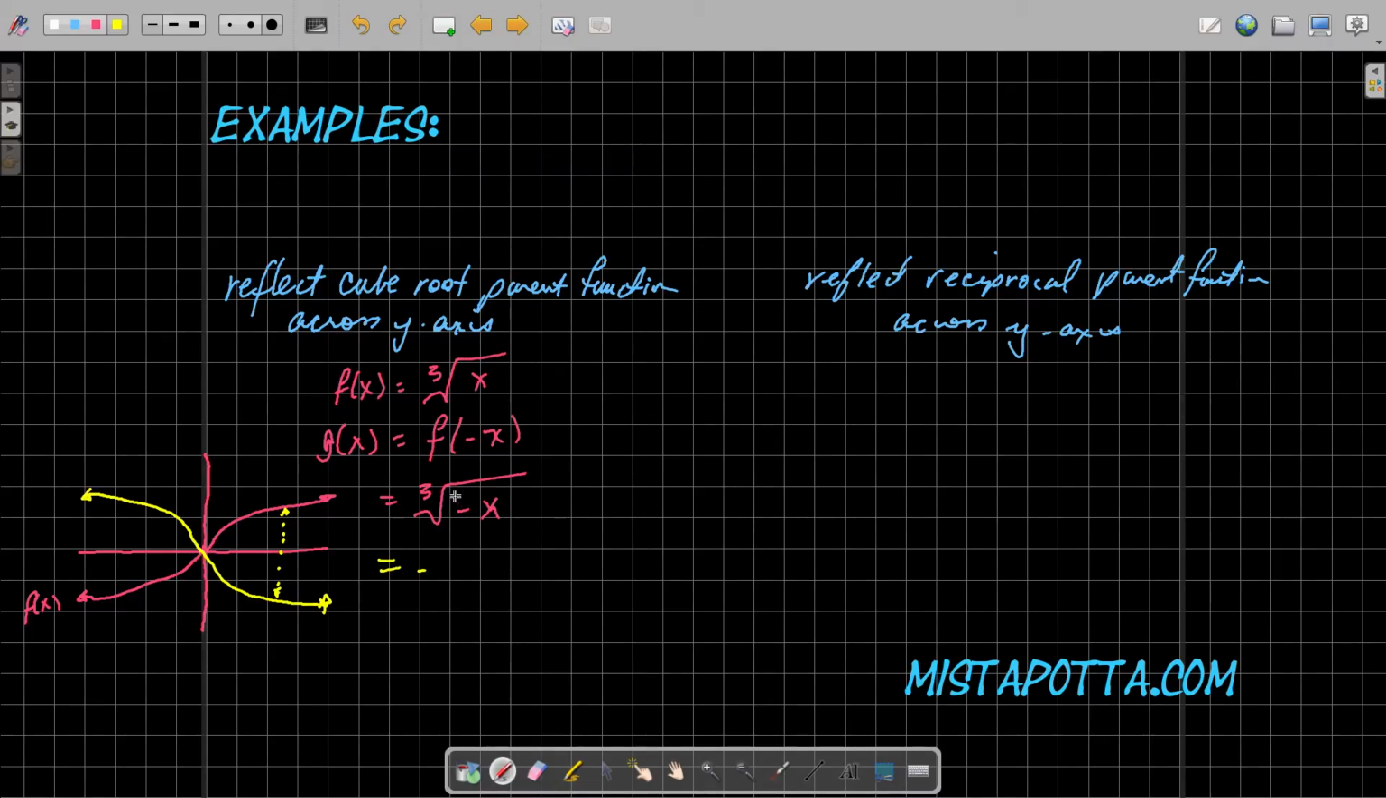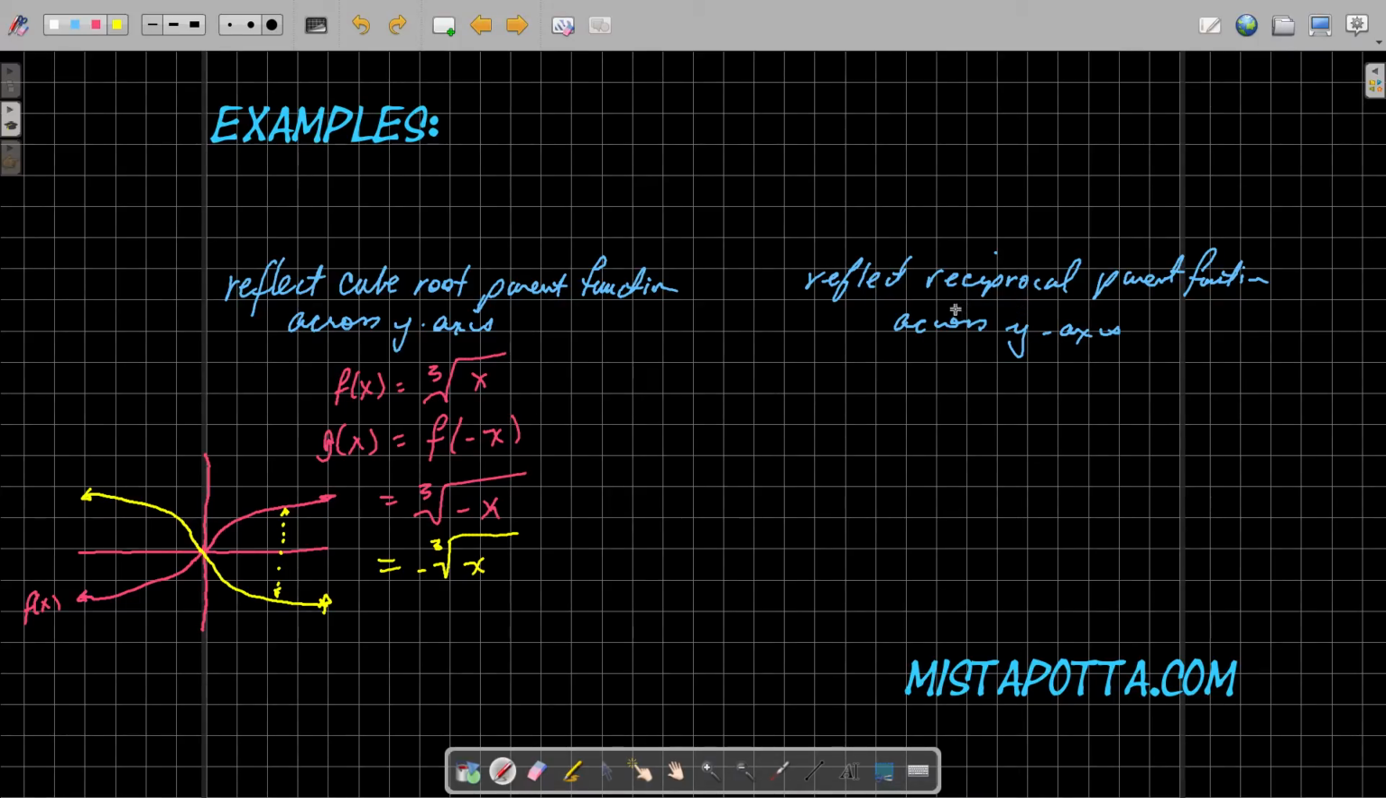I really could take this negative outside of the odd cube and really say that it's the negative cubed root of x. So that's something interesting, and we're going to talk a little bit more about this in just a few moments.